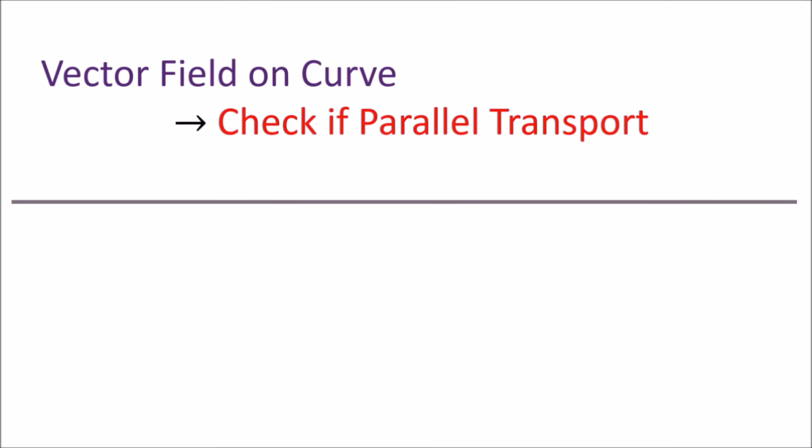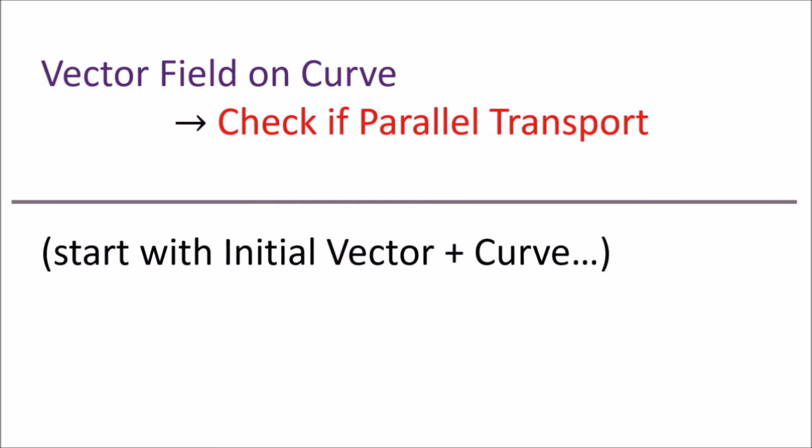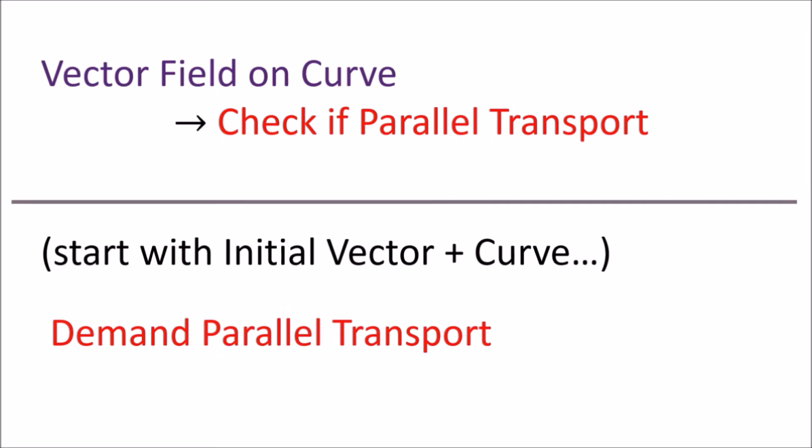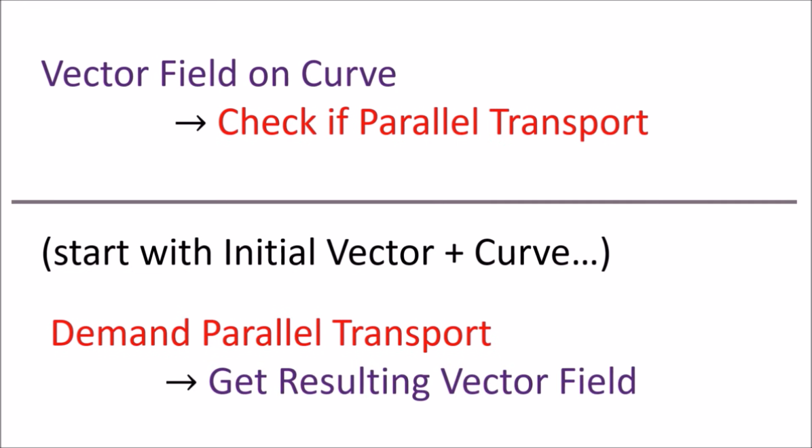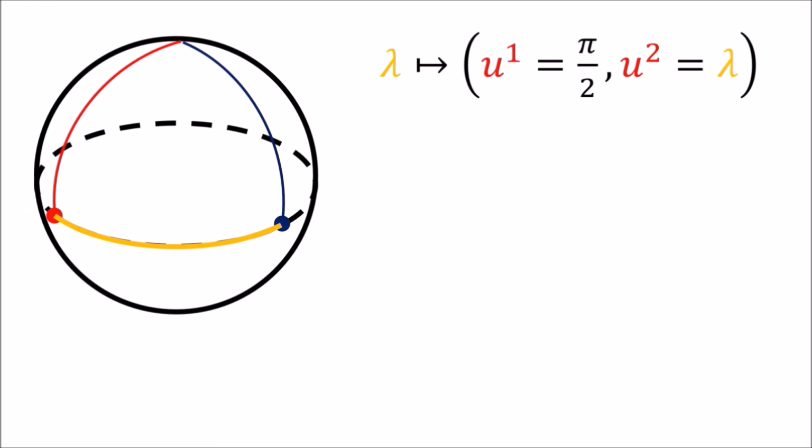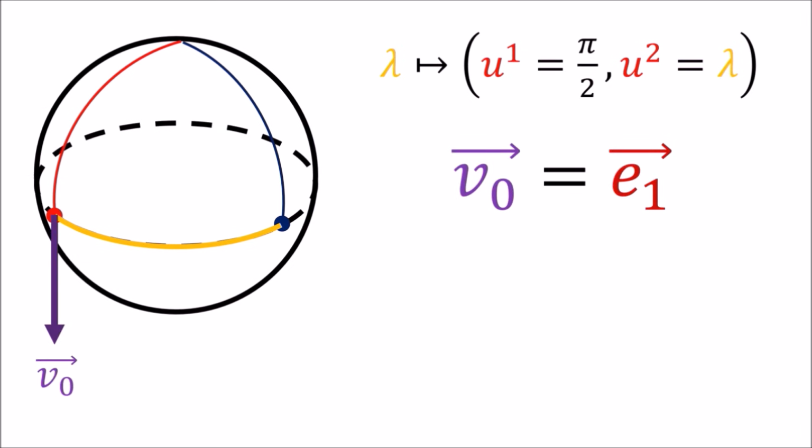And looking at the covariant derivative, we've been able to check if the vector field involves the parallel transport of a vector. Now I'd like to go in the opposite direction. Starting with a single vector and given a curve, I'd like to parallel transport the vector along the curve and get a resulting vector field. So as an example, let's try parallel transporting this vector along this curve.